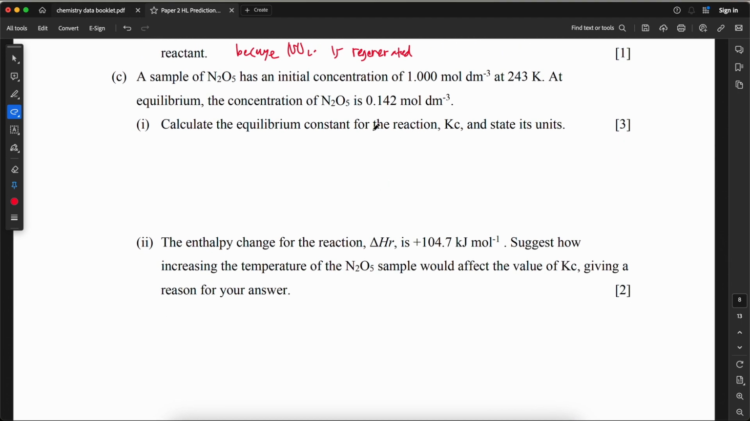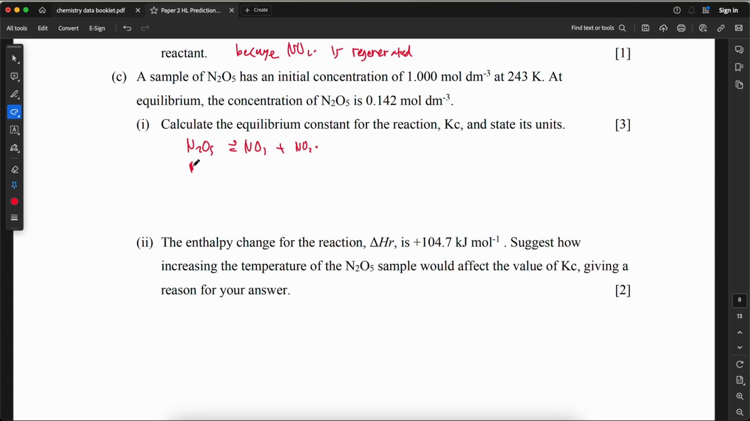A sample of N2O5 has an initial concentration of 1 molar at 243 Kelvin. At equilibrium, the concentration of N2O5 is 0.142 mole per decimeter cubed. Calculate the equilibrium constant for the reaction, Kc, and state its unit. Before that, let's calculate how many moles are produced for NO3 and NO2 radical. So N2O5 gives NO3 plus NO2 radical.